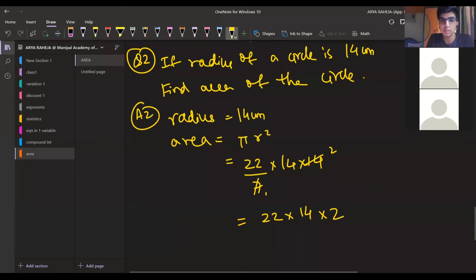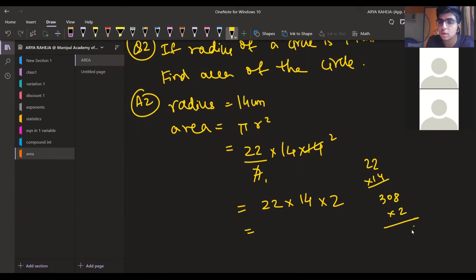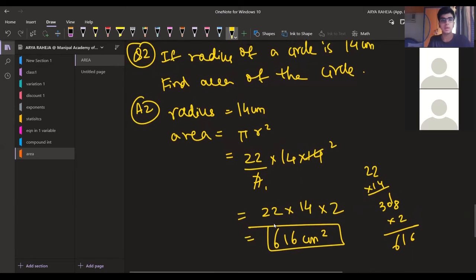So क्या होगा इसका आंसर? Okay, Anushka has messaged me. Okay, so let's see your calculation, Anushka. So 22 into 14. ठीक है, so this is 308 and then again multiplied by 2, so 616. So the answer should be 616 centimeter square. ठीक है, this is the answer. 616 centimeter square is the area of the circle.